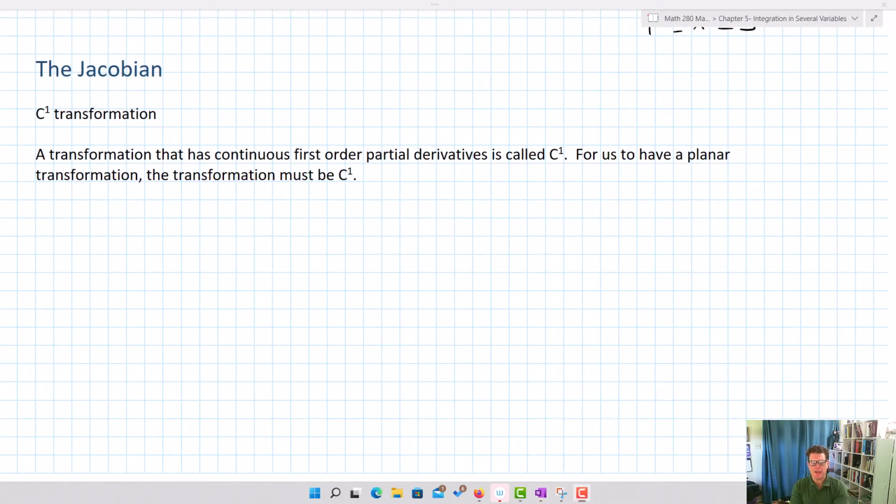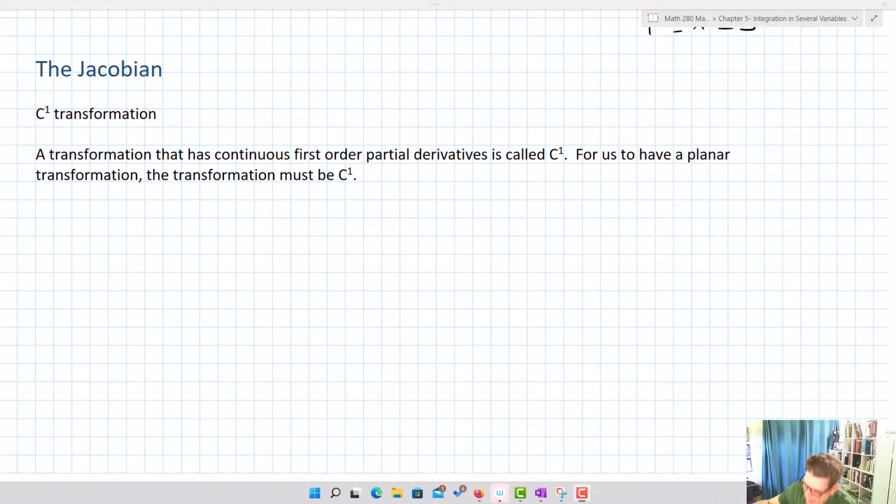Okay, so now we're going to talk about something called the Jacobian. And we're going to start out with this idea that we have what's called a C1 transformation. A transformation that has continuous first-order partial derivatives is called a C1. So all the stuff that we've been using are these things called C1. And so for us to have a planar transformation, it must be a C1 transformation.